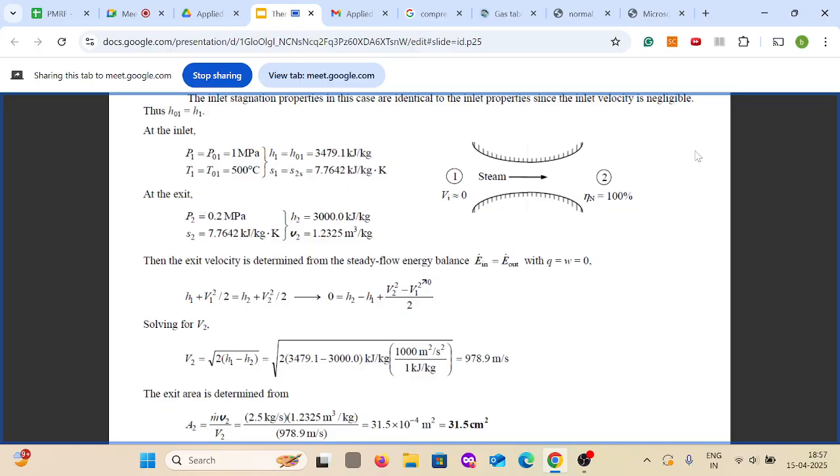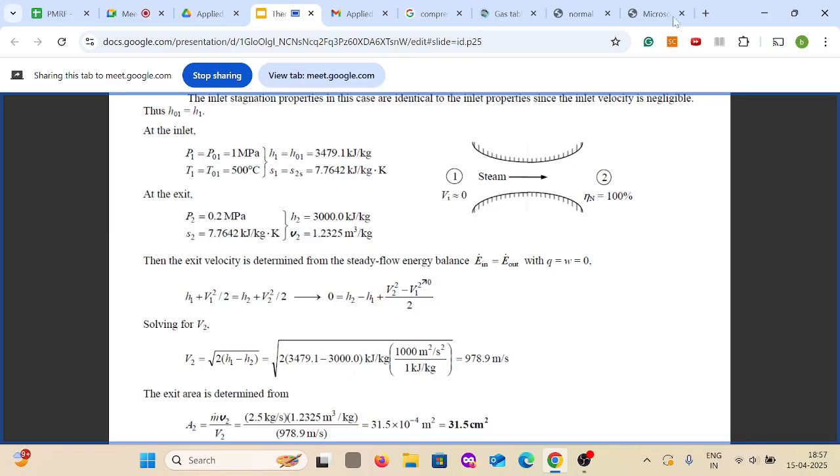Next is at the exit. Assuming an isentropic nozzle, your stagnation pressure at the exit will also remain the same, and what we know is exit pressure is known. Since it is an isentropic process, exit entropy is the same as the inlet entropy. So exit pressure is 200 kilopascal, so 0.2 megapascal, and entropy is 7.7642. Corresponding to this state point, our enthalpy is 3000 kilojoule per kg, and specific volume is 1.2325 meter cube per kg.